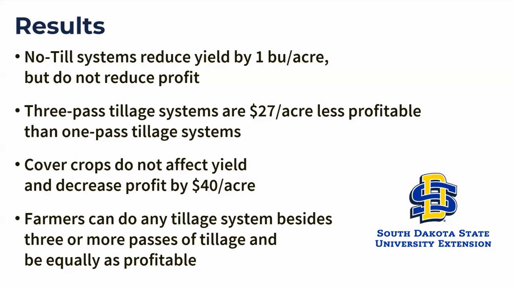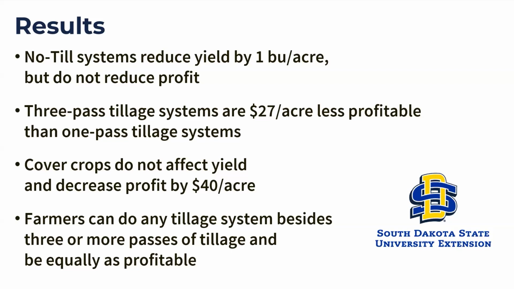this data set. We found that cover crops did not affect yield, so we didn't see a yield increase or decrease from cover crops. Again, this is over 8 years, but usually observing that field 4 or 5 times. So 4 or 5 observations of a cover crop field. And cover crops decreased profit by $40 per acre in our findings.